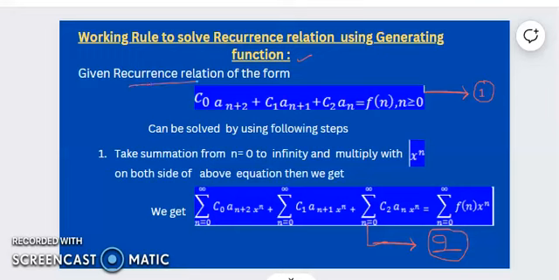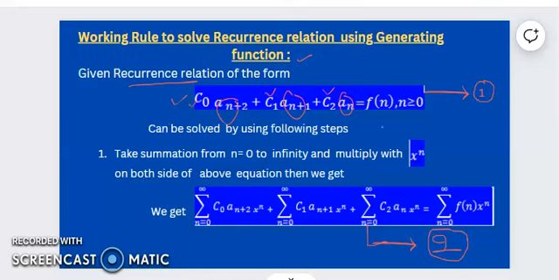Suppose the given recurrence relation is of the form C0 a(n+2) plus C1 a(n+1) plus C2 a(n) equals f(n). Here C0, C1, C2 are constants and a(n+2), a(n+1), a(n) are the terms of the given sequence a(n). So this type of recurrence relation can be solved by using generating functions as follows.